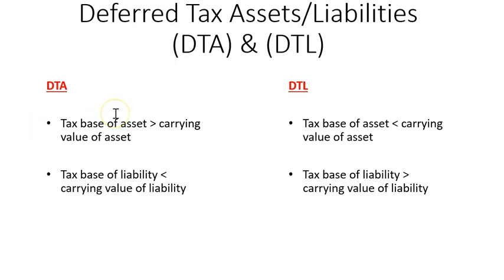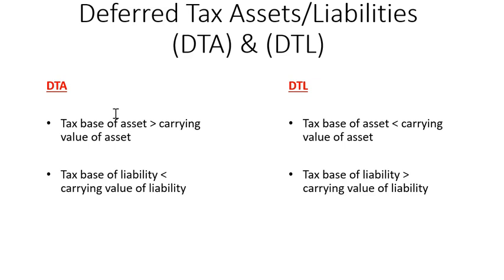So because of the difference between tax profit and accounting profit, we often need to recognize deferred tax assets or deferred tax liabilities on our balance sheet. So a deferred tax asset is when the tax base of an asset is larger than the carrying value of an asset, or the tax base of a liability is less than the carrying value of a liability.